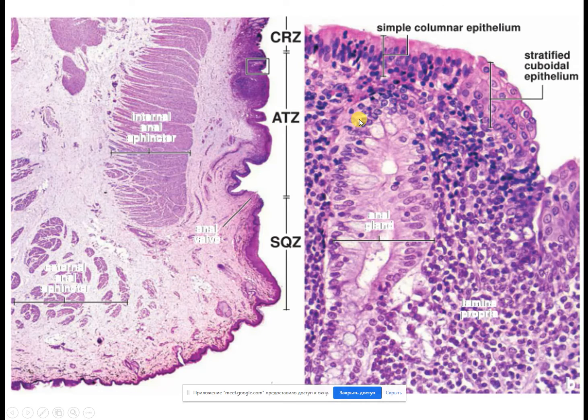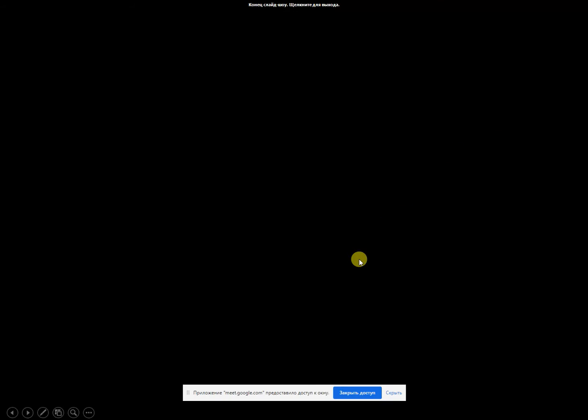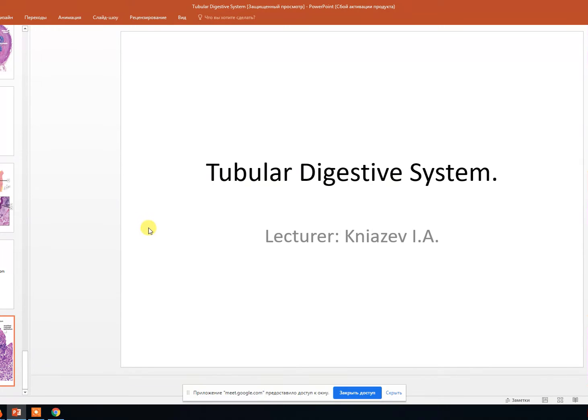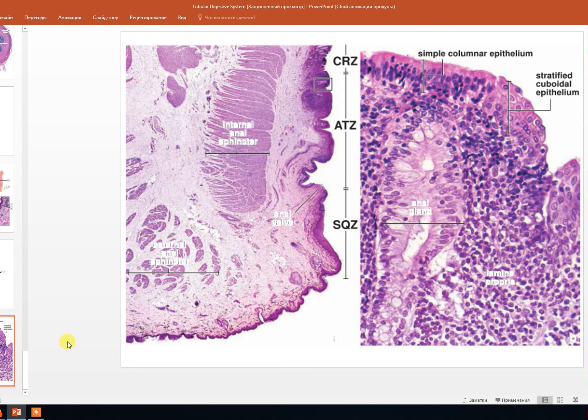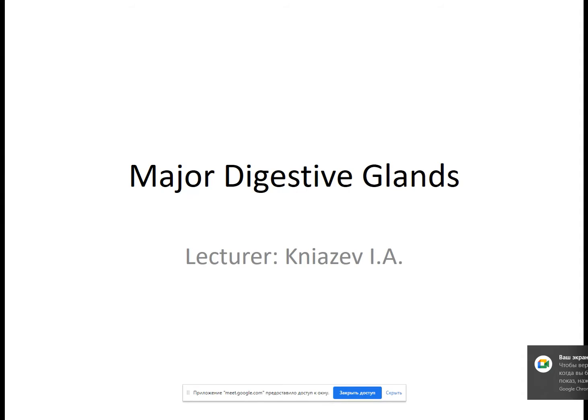Okay, here we discussed the entire tubular digestive system. So let me open the liver topic: major digestive glands. Embryologically, they are derived from the same endoderm.